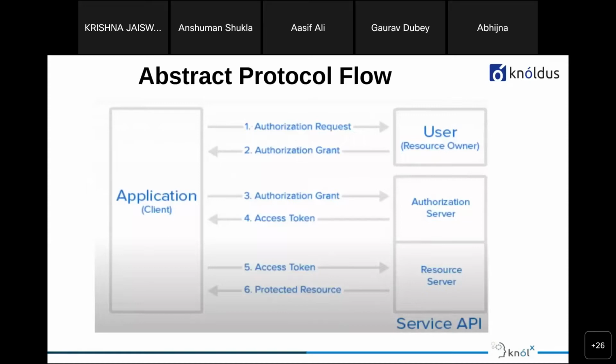After that, this authorization grant is sent to the authorization server, and on behalf of that, an access token will be returned back to the client. So the client sends that access token to the resource server and asks for the protected resources. And after validating that access token, the protected resources are returned back to the client.